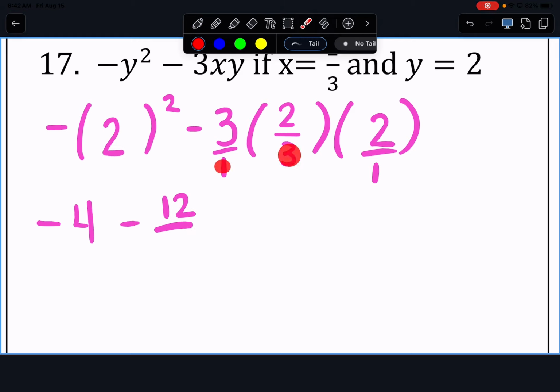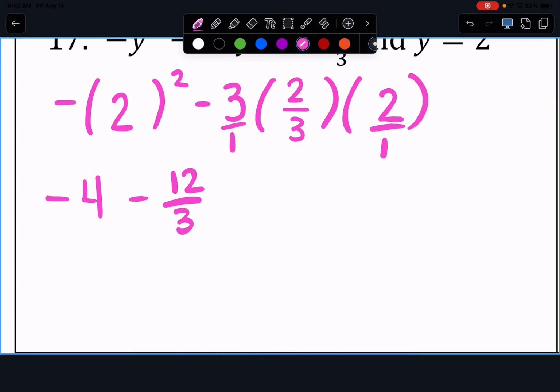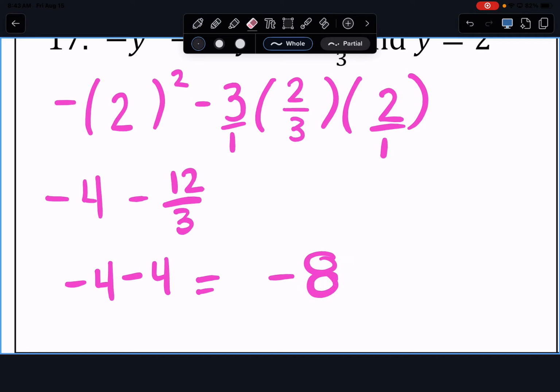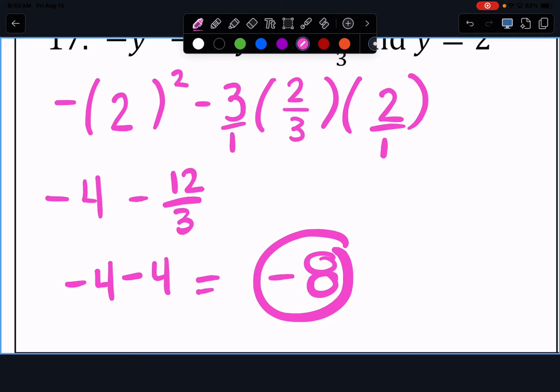What is 1 times 3? 3. What is 3 times 1? 3. Now, what is negative 12 divided by 3? 4. So we have negative 4 minus 4, which is negative 8. And it's not 0 because both of them are negative, and so we're saying negative 4, take away 4 more.